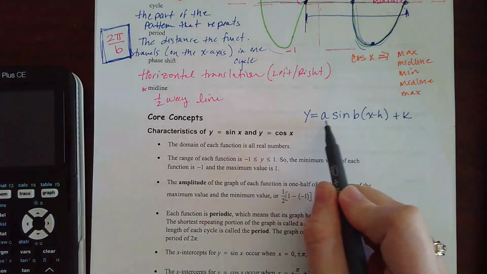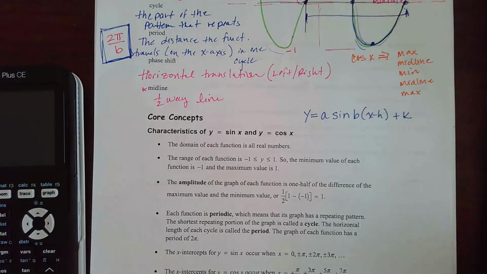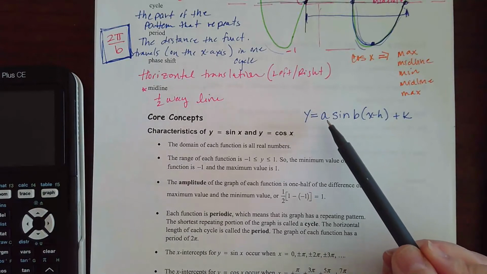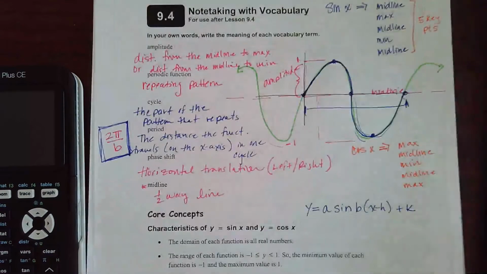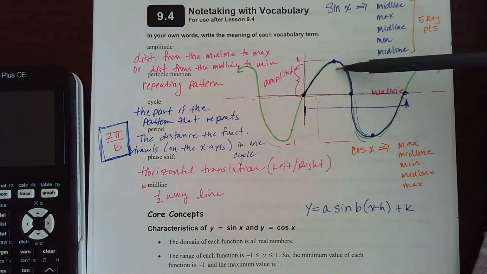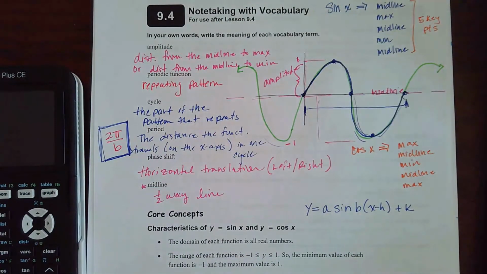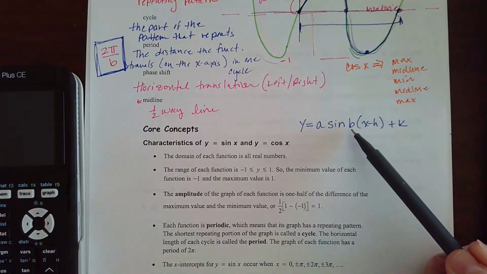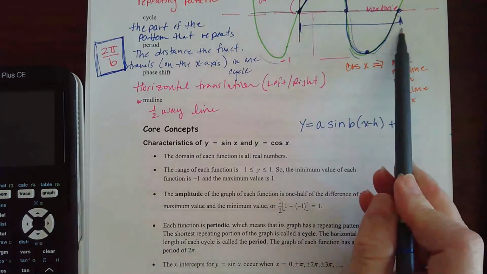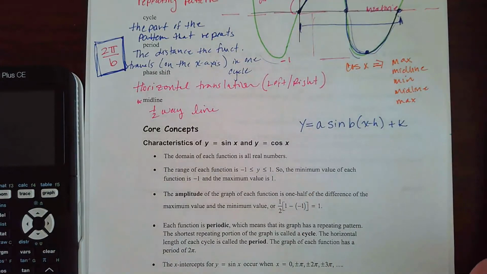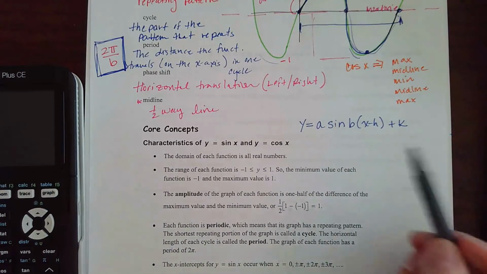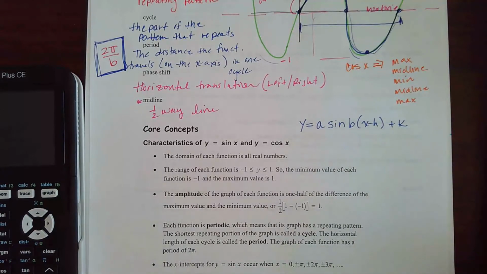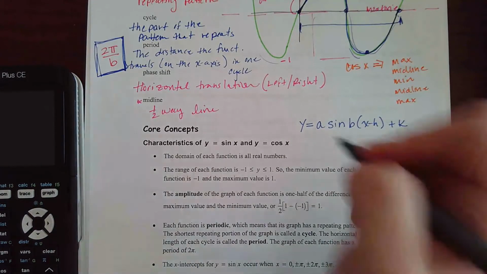There's an a value, and what we want to know is that this a value is going to be our amplitude. Remember, the amplitude is how far up from the midline we go or how far down from the midline we go. It's that halfway distance, so it's the distance on the y-axis. Your b value helps determine the period, which, remember, is the distance the function travels on your x-axis in one cycle. That's what a and b represent. And then the h and k represent the same thing they have in every other function, which is shifting left and right and shifting up and down.